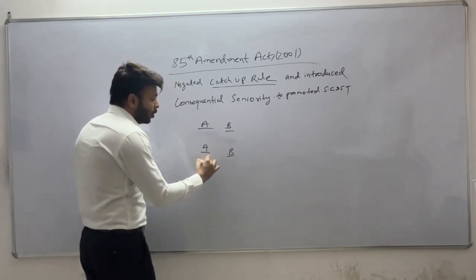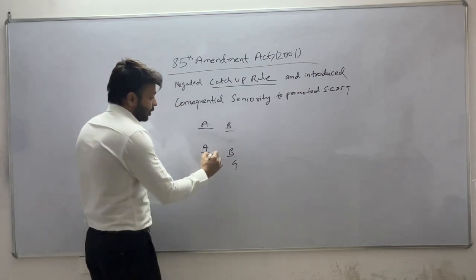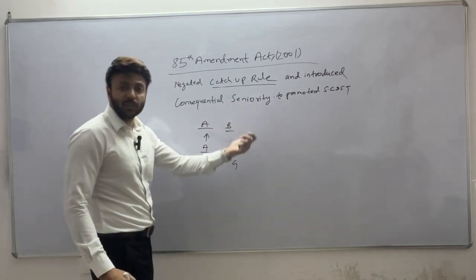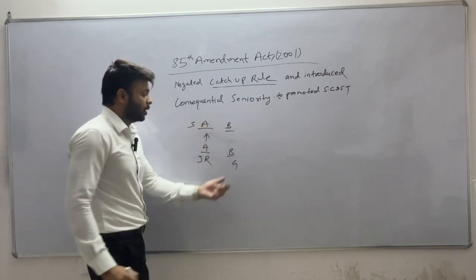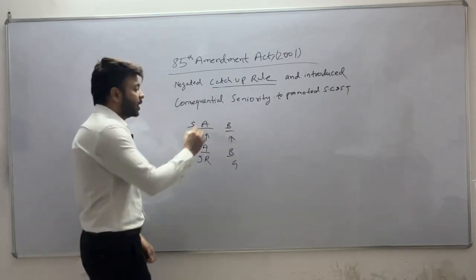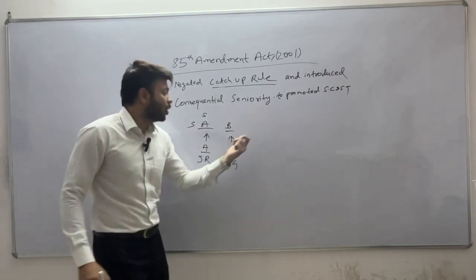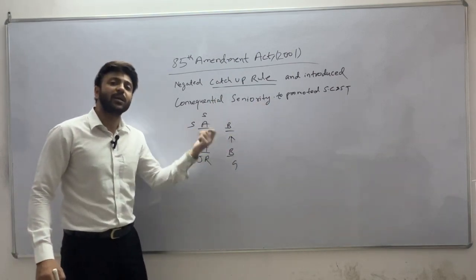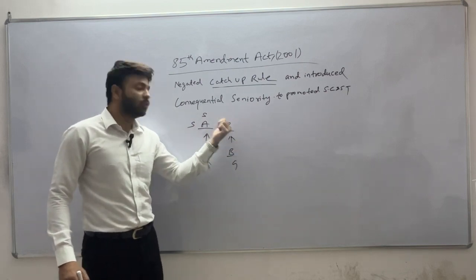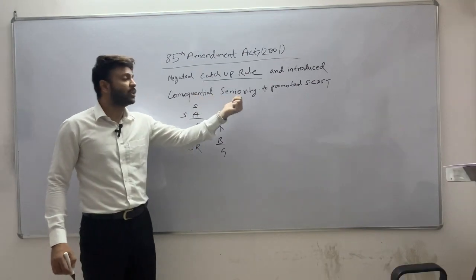If A belongs to a reserve category and B belongs to the general category and A is junior to B, A gets promotion due to reservation and becomes senior. B, a general category, gets promotion and now becomes senior, but here A will remain senior to B. This is consequential seniority. One who becomes senior first will remain senior, and one who is promoted later will remain junior to the one who was promoted earlier. So this is consequential seniority.